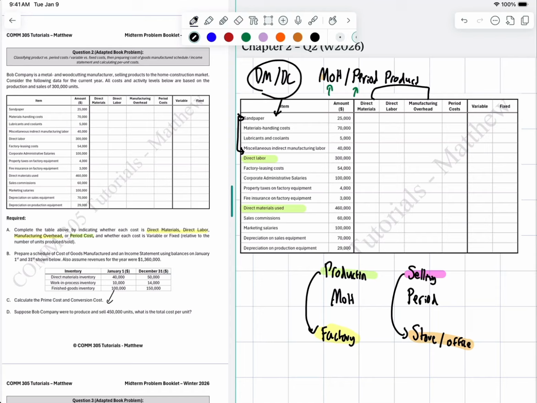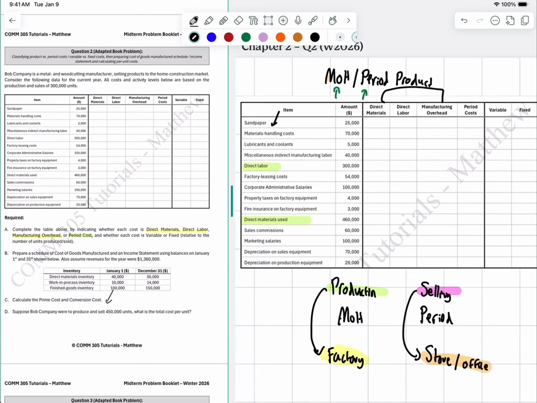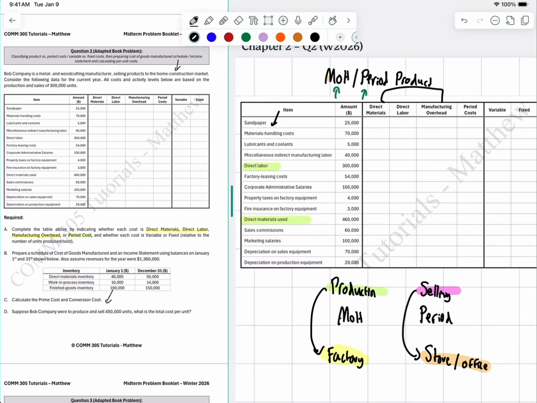Now, getting after this, guys, sandpaper. Now for sandpaper, we have to see here, is it overhead or is it period? If you're wondering in the first place, well, Matthew, why wouldn't sandpaper be direct material? Well, guys, if you're making products for the home construction market, sandpaper is not something you see on the end product. Sandpaper is something you use to refine the product, a piece of paper that you use to make sure everything's nice and smooth. So it's something you need to make the product, but sandpaper isn't actually on the end product itself.